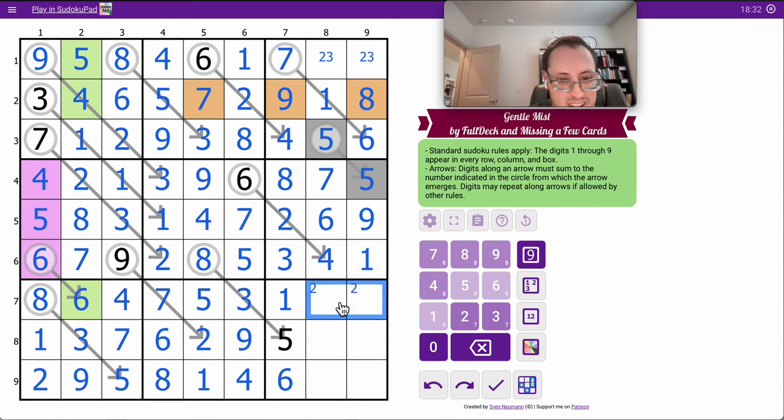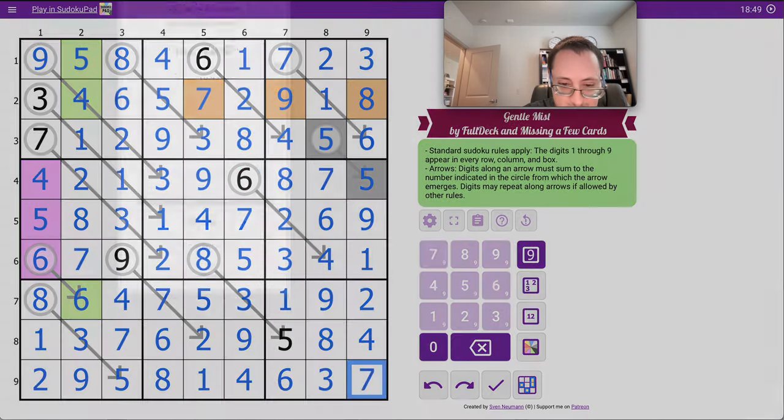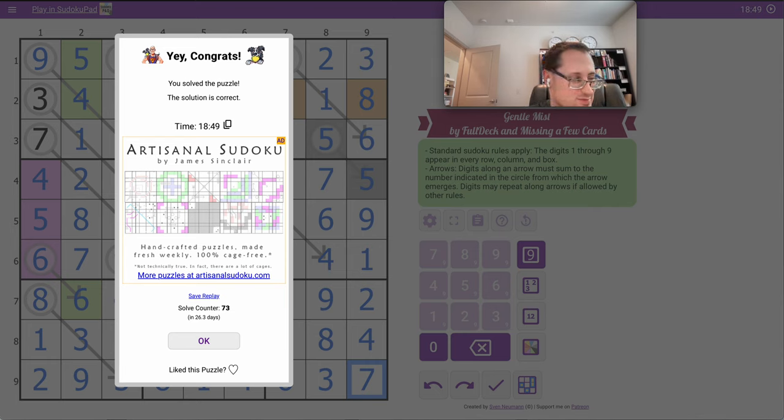Anyway, these are 2, 9. These are 4 and 8. And this 2 finally sorts that. And then these two are 3 and 7, and voila!